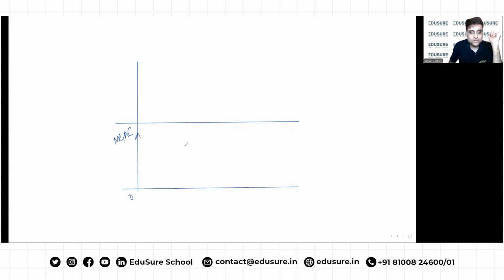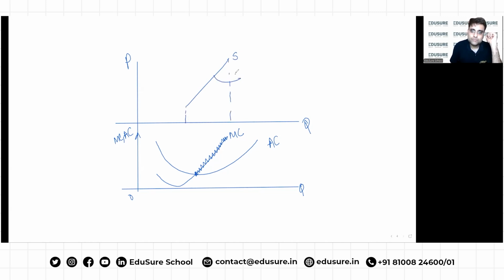Marginal cost, average cost. The part of the marginal cost curve above the minimum point of the average cost gives us the supply curve. Positively sloped, unlike the demand curve.